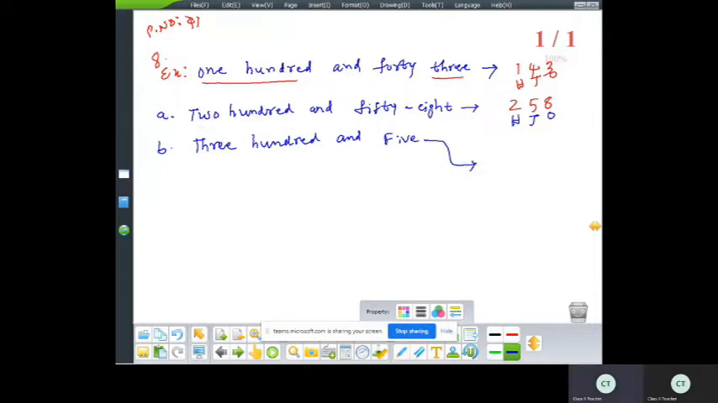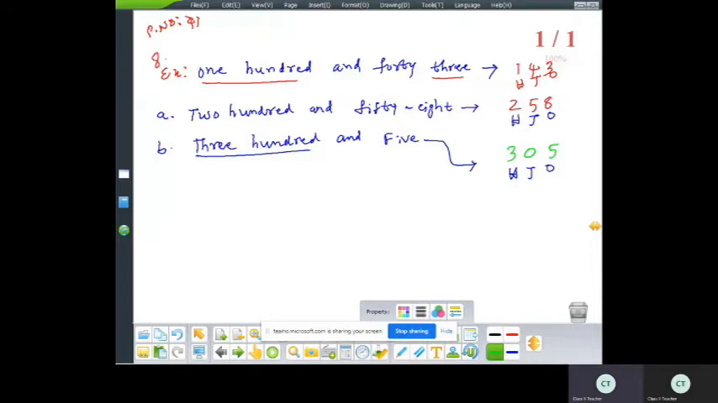305. First we look at the place values 1, 10, 100. In the 100 place, what is the digit? 300, so 3. And 5 is the only single digit, that is in the 1 place. There is no 10, and that means we have to insert 0.